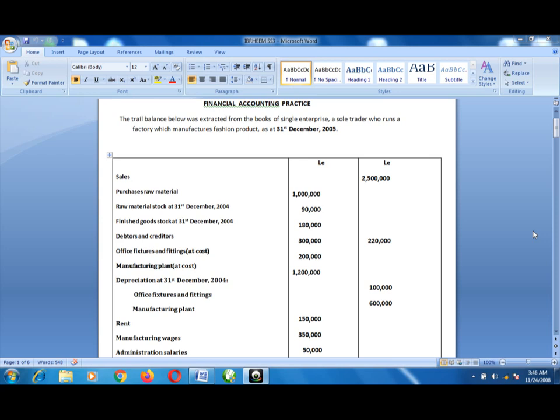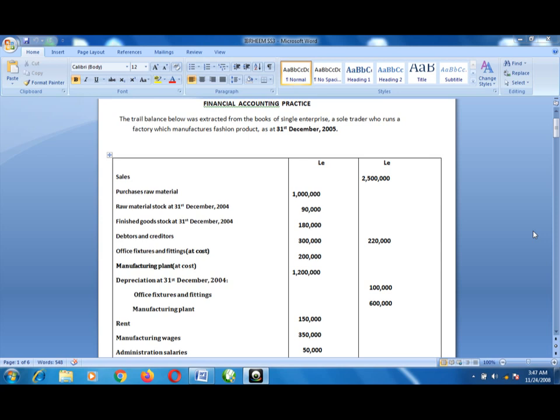You have sales 2.5 million, purchases of raw materials 1 million. You have a raw material stock at 31st December 2004, 90,000. Finished goods stock at 31st December 2004, 180,000. And remember, you are asked to prepare the 2005 account. All this, with the 2004 figures, will represent your opening stock of raw materials and opening stock of finished goods. You have debtors and creditors, office fixture and fitting at cost, that's 200,000. And you are given the manufacturing plant at cost, 1.2 million naira.